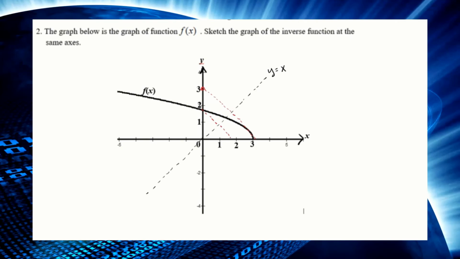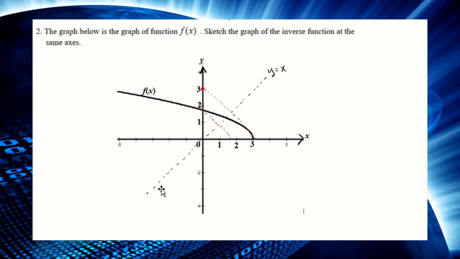Then the second critical point is the y-intercept. From the diagram, the y-intercept is roughly 1.7. So when y equals 1.7, after reflection, it becomes x equals 1.7. So this is the image of the y-intercept, which becomes the x-intercept. And when we draw a straight line, we can see that the straight line must be 90 degrees with the line of reflection, and the distance from object to center, center to image is the same.